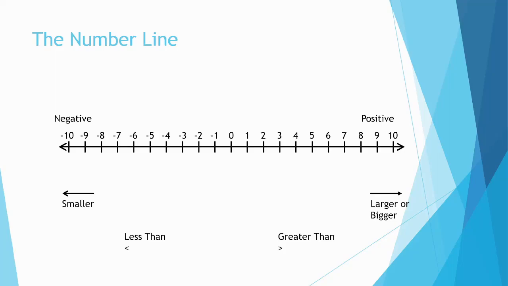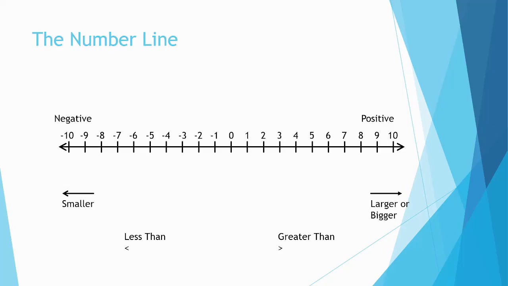If we are comparing two numbers, the number that is on the left-hand side is classed as less than the number on the right-hand side. But if the number on the left-hand side was bigger or more positive, it would be classed as greater than the number on the right.